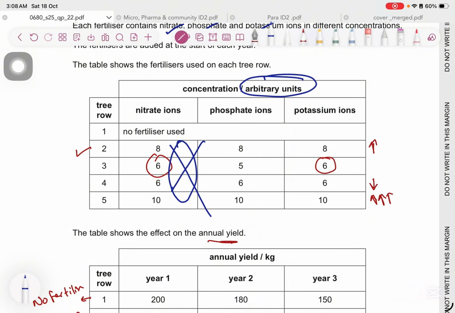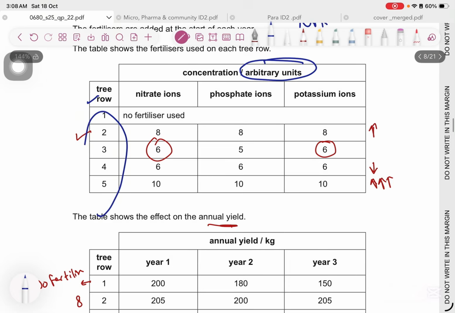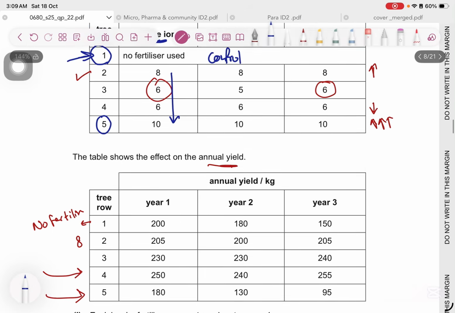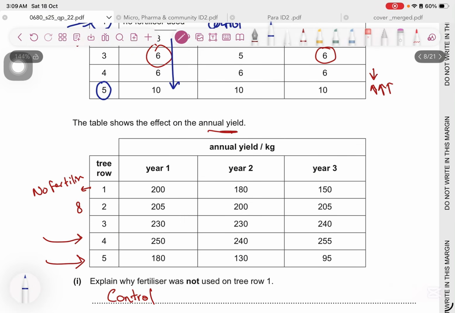That's not accepted. The tree row, we got the 5 trees. Okay. First one, no fertilizers used. Why? Because that's going to be the control. Why? Because this is the group we're going to compare each tree row to. Okay, we're going to compare 2 to 1, and 3 to 1, and 4 to 1, and 5 to 1. Row 1 got no fertilizers, and row 5 got the highest one. Let's see how that reflected on their annual yield.